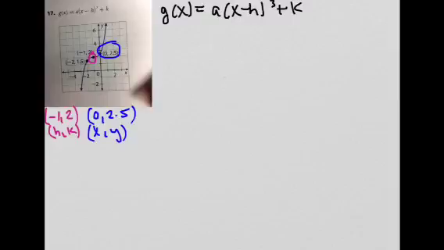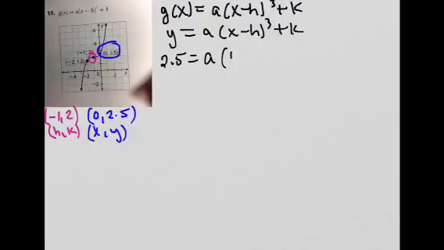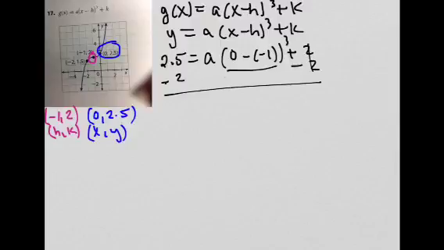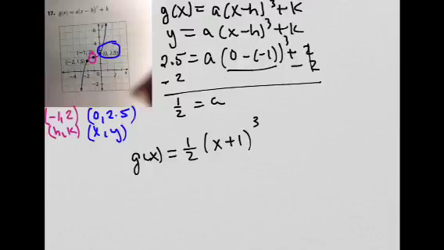Okay, so go back to the equation. G of X is Y. So for Y, I'm going to replace that with 2.5. We don't know A yet. My X is 0. H is negative 1 cubed, and then K is 2. So when you simplify the parentheses, this is 0 plus 1, so 1 cubed is 1. So this is 2, and then, so let me subtract the 2. So then 2.5 minus 2 is 1/2, or 0.5. And then we had A times 1, so that's A. So A is 1/2. So you would write G of X equals 1/2 times X plus 1, because it's minus a negative 1, cubed, plus 2.